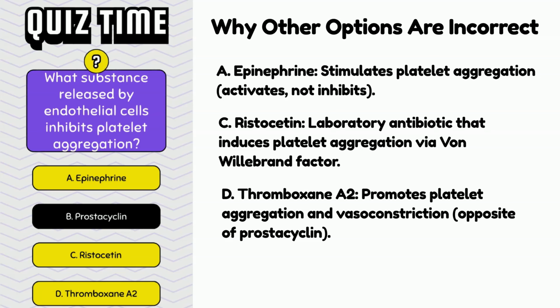Summary. Prostacyclin is the correct answer because it is an inhibitor of platelet aggregation released by endothelial cells to prevent excessive clotting and help maintain normal blood flow.